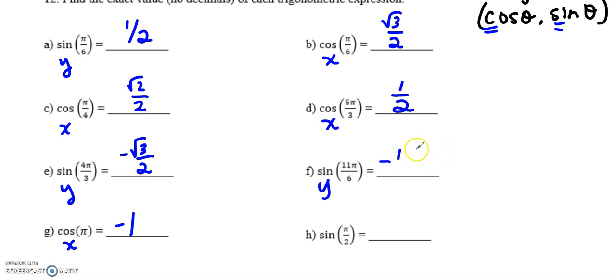Uh-oh, my computer's not writing. Should be negative 1/2. The last one, the sine of pi over 2. Pi over 2 is at the top of your circle. You're looking for a y value. Top of your circle, the y value is 1. I'm sorry those last ones didn't write, but I'd have to restart my whole computer, and I'm about to stop this video anyway, so hopefully remember for letter F, negative 1/2. For letter H, we're talking about positive 1.